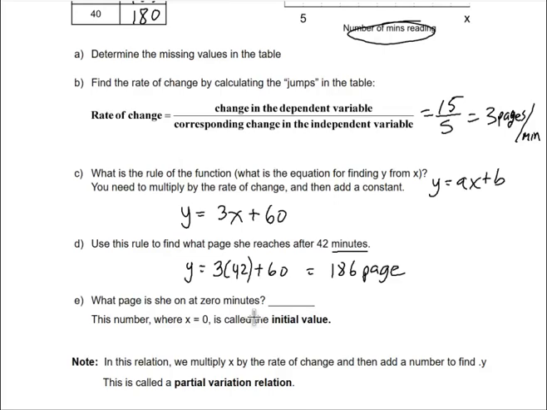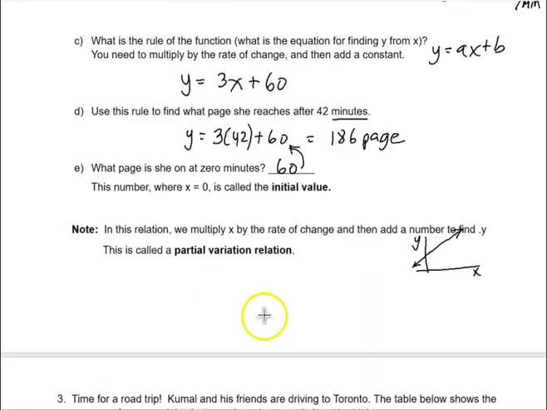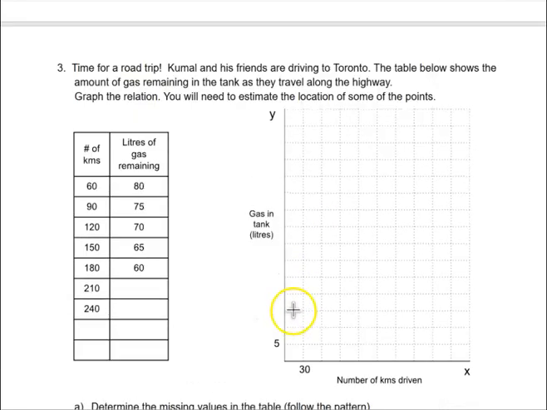And what page is she on at 0 minutes? Well, oddly enough, that's what we just calculated. That's the initial value. So partial variation, what does that look like? Well, it's going like this, but this time it's not going through the origin. It's crossing somewhere on the y-axis, and it's on a slant. It could also be slanting downward, as we're going to see in the next question.